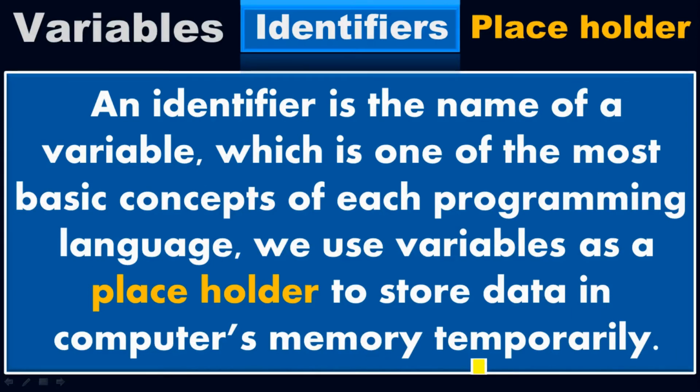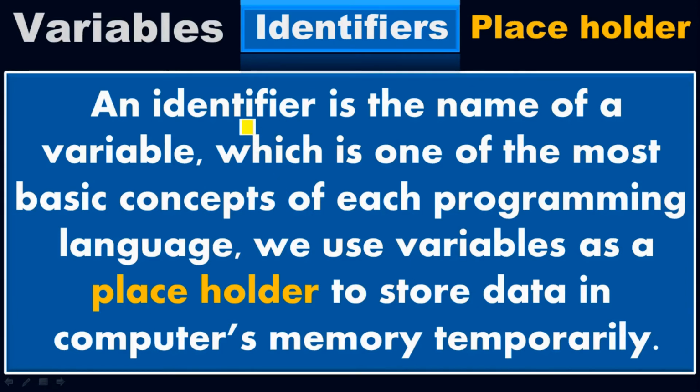So these are the placeholders. Variables are the places where we store the data in computer's memory temporarily. Later we can change it, we can modify it, we can replace it. Temporarily, we store the data in computer's memory in placeholders which are actually variables.